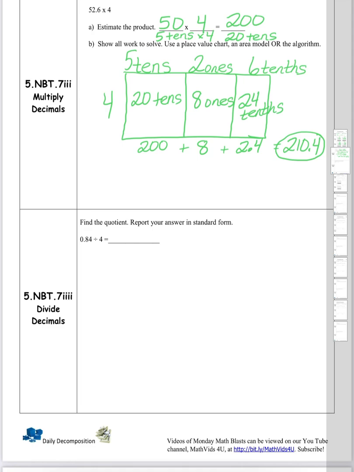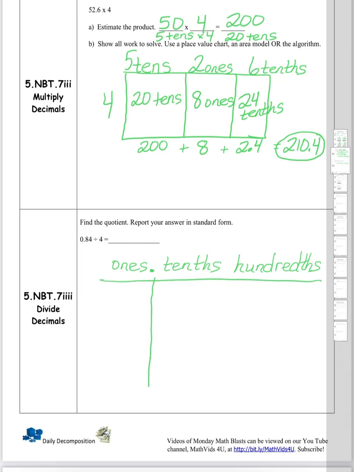I'm going to move to dividing decimals. Find the quotient. Report your answer in standard form. So we have 84 hundredths that we're dividing by 4. For this problem, I'm going to use a place value chart. So I have my ones. Here's my decimal. I'm going to have tenths and hundredths. Now I want to model on my place value chart my 84 hundredths. So there's no ones, there's 8 tenths, and there are 4 hundredths.